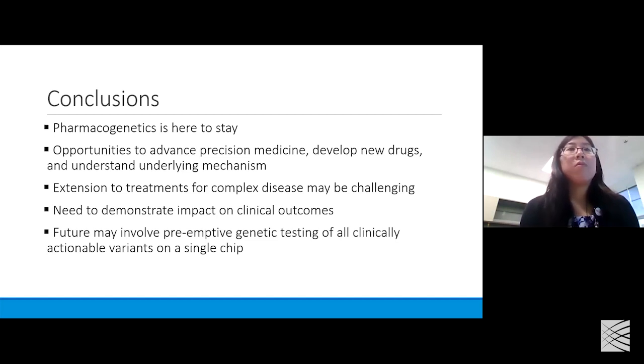And the future may involve preemptive genetic testing now that the cost of genotyping has gone way down, but doing it only once in an individual, streamlining those results so that all actionable variants are done at the same time early in life and can be used many years prospectively.